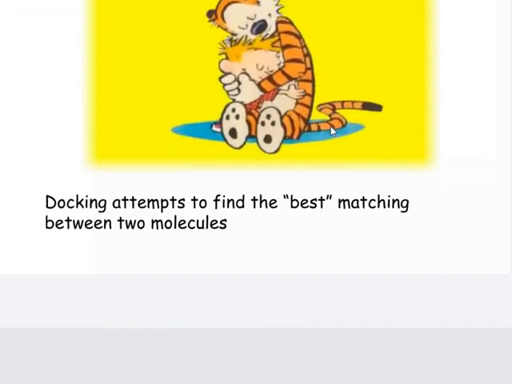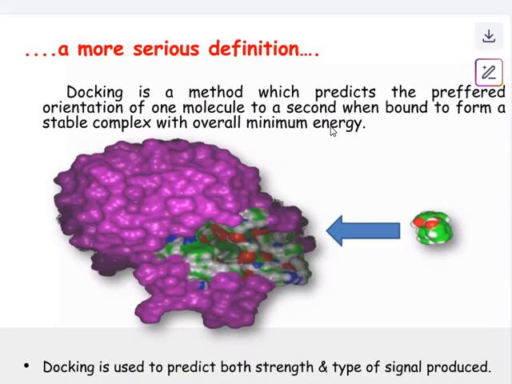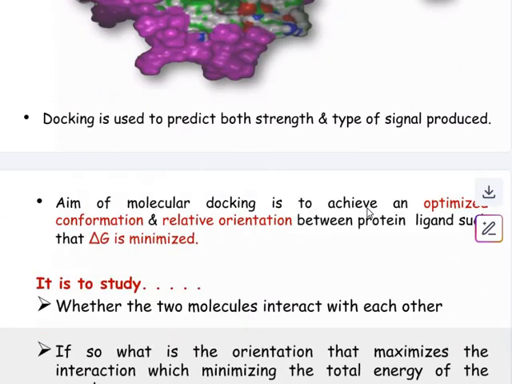Now docking. Docking attempts to find the best matching between two molecules. So you can see in this picture, docking is a method which predicts the preferred orientation of one molecule to a second when bound to form a stable complex with overall minimum energy. Docking is used to predict both the strength and type of signal produced.